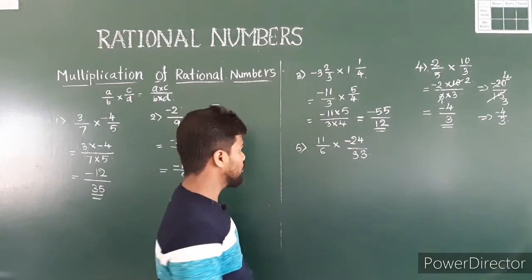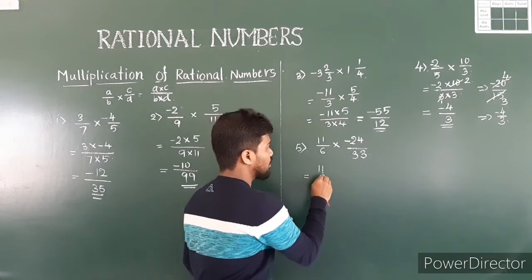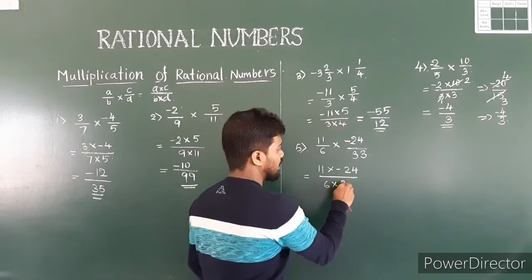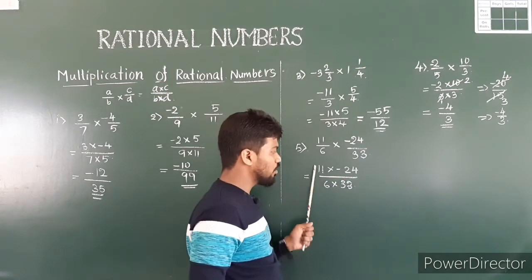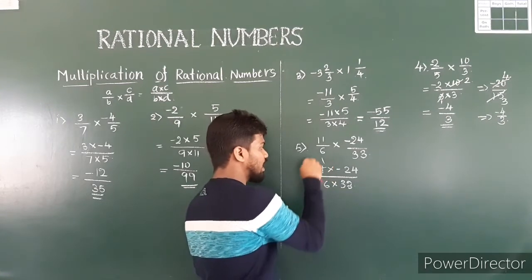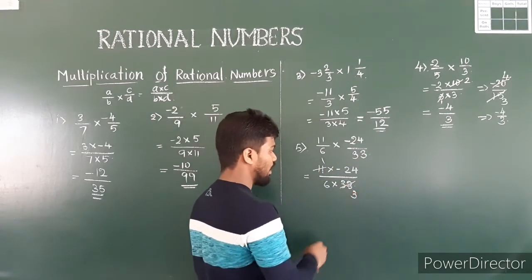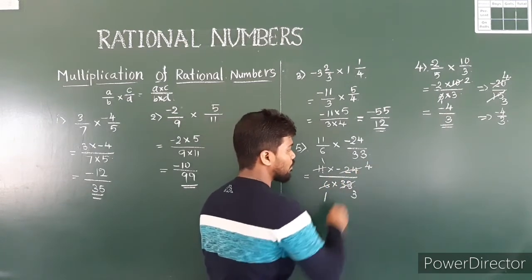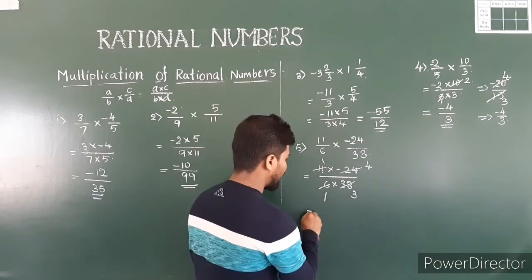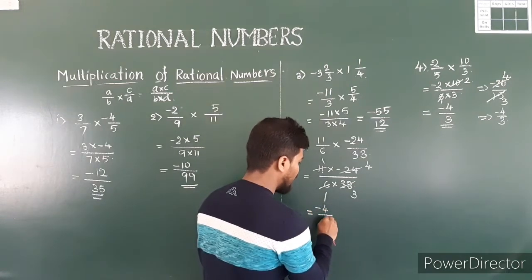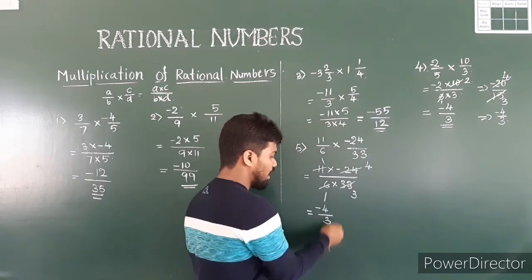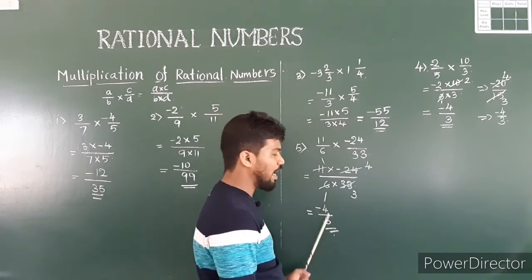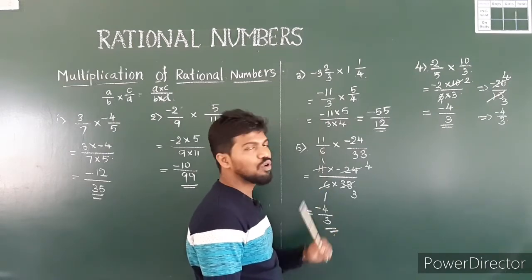So next one more you have. 11 into minus 24, 6 into 33. So you have the common table. See that common table? So 11 1s are 11, 3s are 33. And 6 1s are 6, 4s are 24. The final answer you got is minus 4 by 3. When you multiply you get minus 4 by 3, which is the simplest form. It is the multiplied and simplest form of this question.